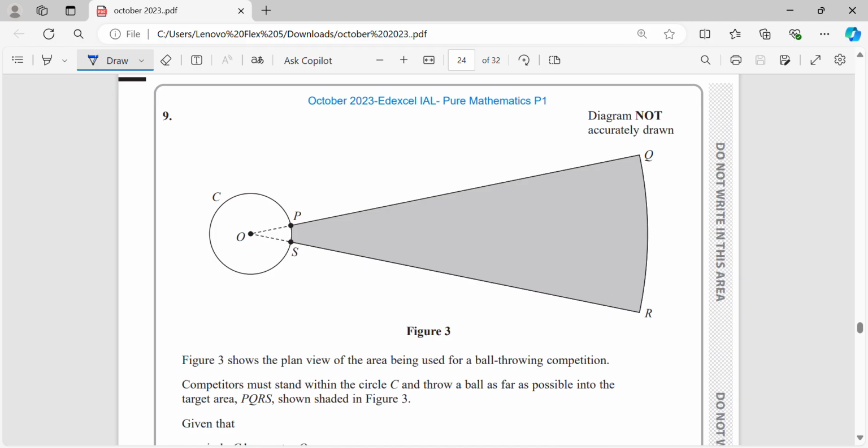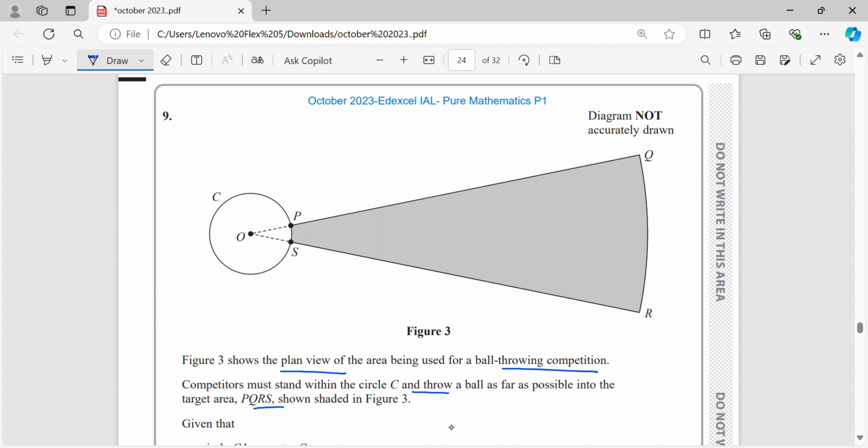In this video, I will be solving question number 9 from paper October 2023 Edexcel IAL Pure Mathematics P1. Figure 3 shows the plan view of the area being used for a ball throwing competition. Competitors must stand within the circle C and throw a ball as far as possible into the target area PQRS.